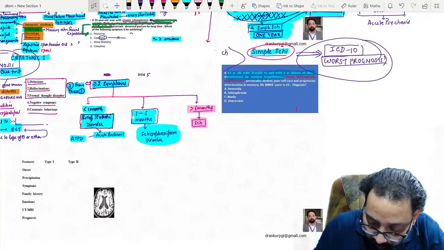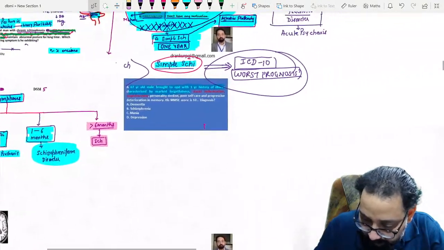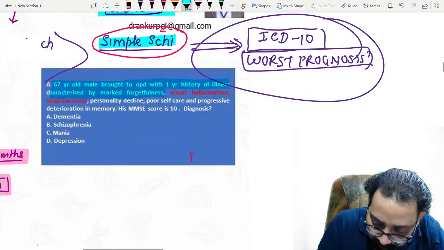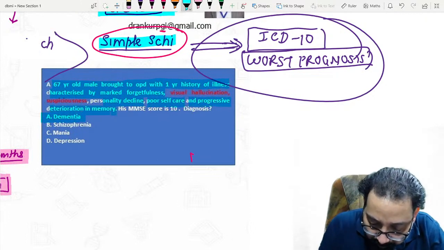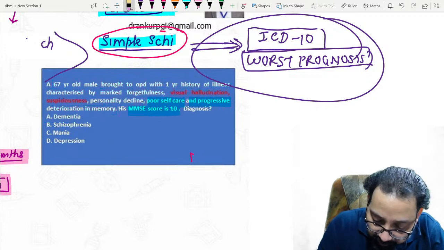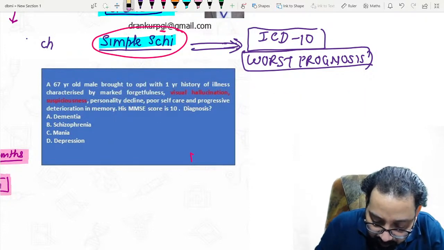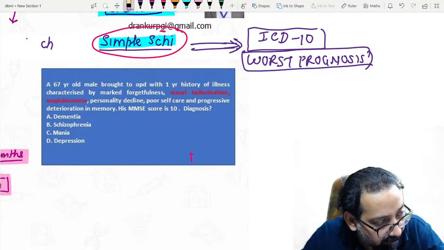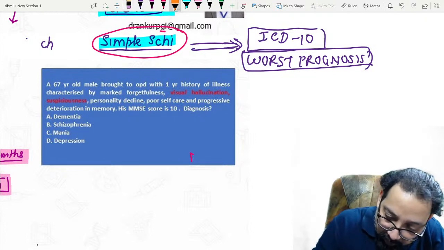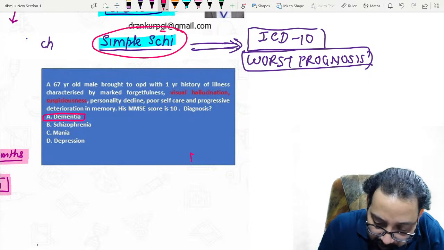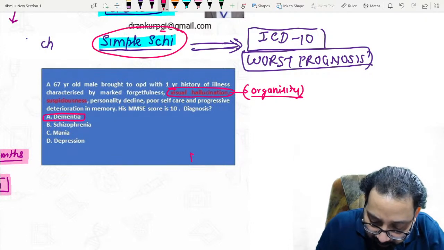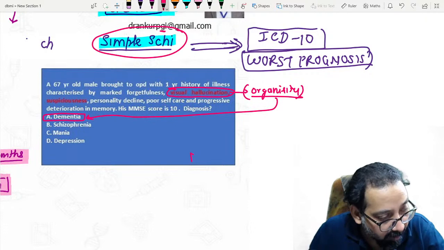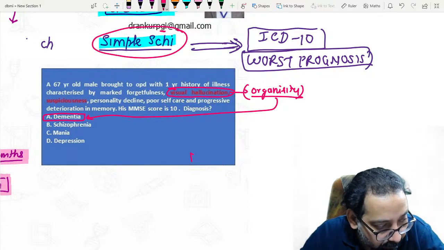Now let me tell you one more thing. In this question, the answer would be dementia, because there is personality decline, poor self-care, progressive deterioration of memory, MMSE score 10. So by the hierarchy system, if a patient has diagnostic criteria for dementia and schizophrenia both, you will prefer organic mental disorder first. So you will mark the answer as dementia. And as I told you, visual hallucination itself tells about organicity. There are many points suggesting the answer is dementia, because in schizophrenia the most common hallucinations are auditory hallucinations. Clear?